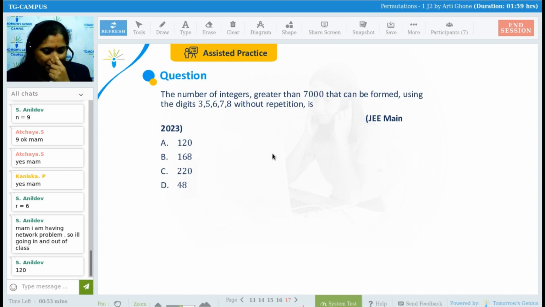120. Can you explain why the answer is 120? 5 digits, so it's 5 into 4 into 3 into 2 into 1 without repetition. So you have taken 5 into 4 into 3 into 2. Then what is that extra case? Okay, so that is a plain case, Anildev. Now what is that extra case given that it must be greater than 7,000? Whatever you are giving me as an answer, 5 into 4 into 3 into 2, I am considering that I just started my number with 3. So 3,567, for example. Is it greater than 7,000?